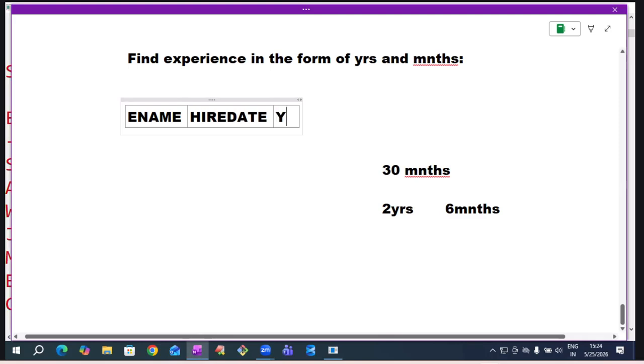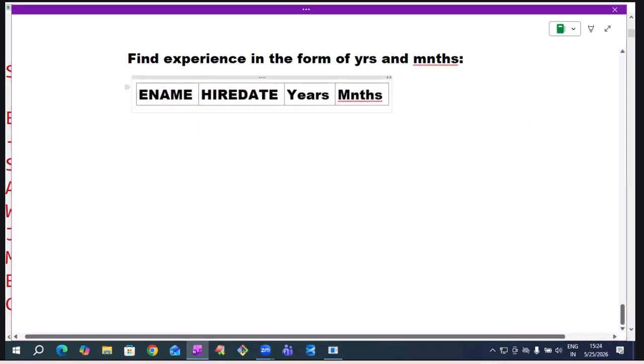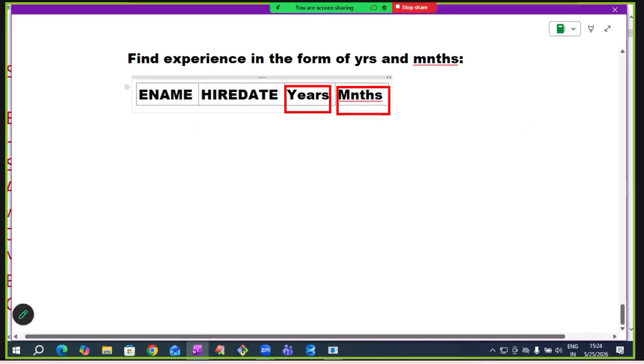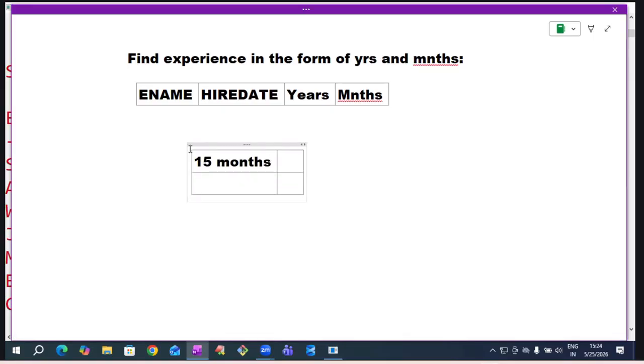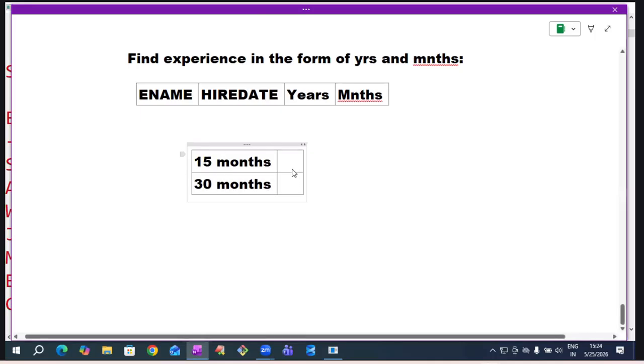So here I want to get experience in the form of years and months. So how to find it? Easy. This years you already know, sir. Now we have to understand about months. Suppose this employee has 15 months experience. This employee has 30 months experience. Like this data is there.